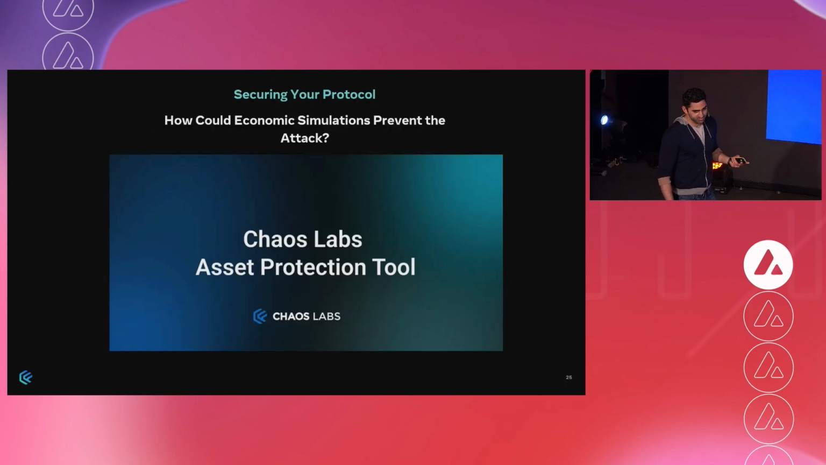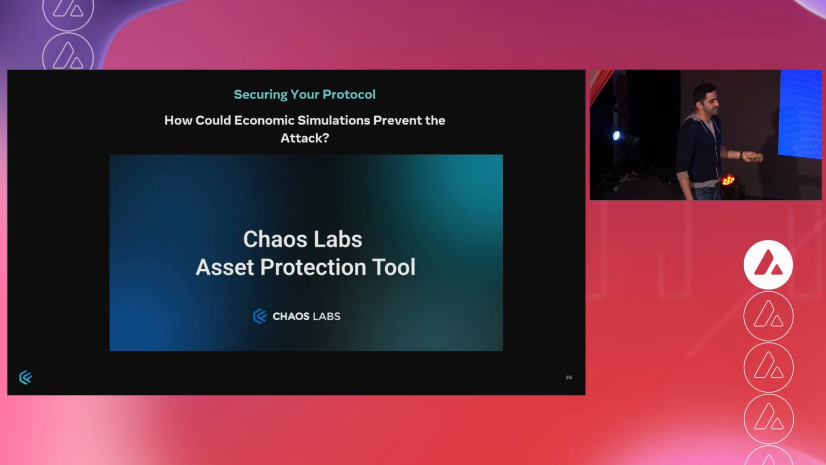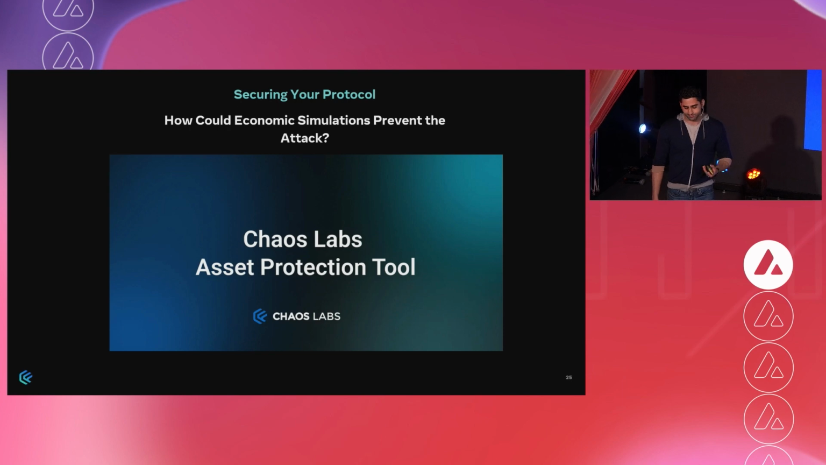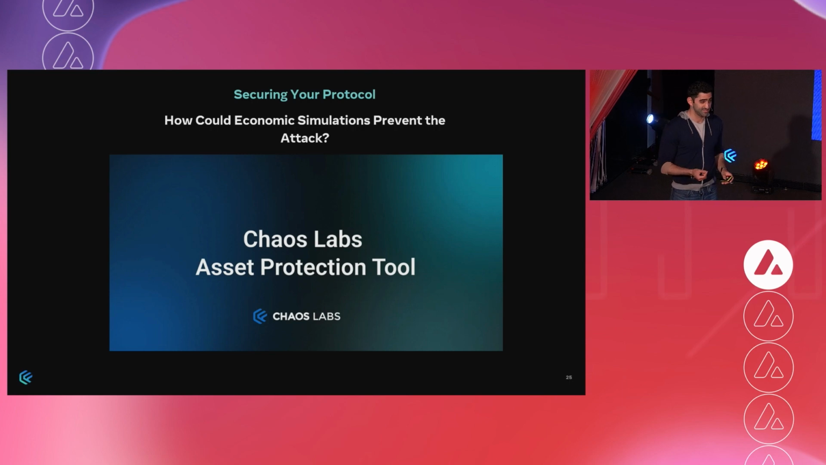So how could this have been prevented? We have the simulation platform. Another tool that we have is the Chaos Labs asset protection tool. What this does is it's a model that has two jobs. The first job is to quantify the costs of an attack. The cost of an attack is a really tricky one because it depends on the asset.